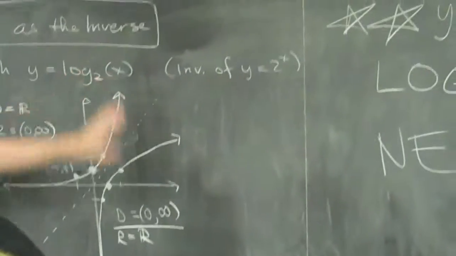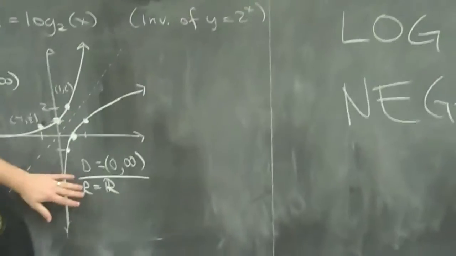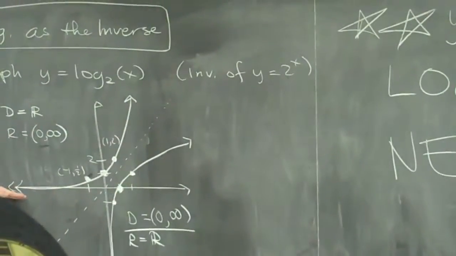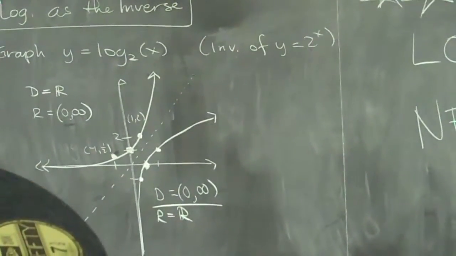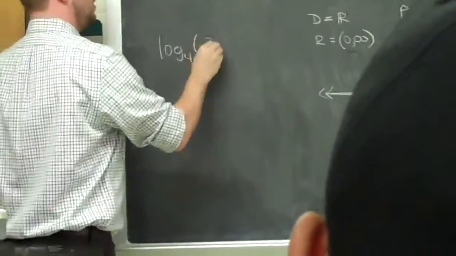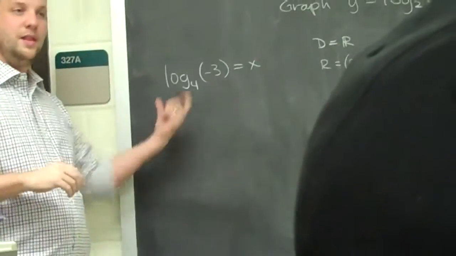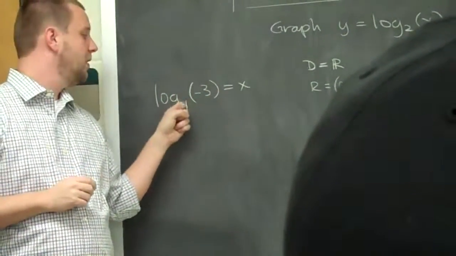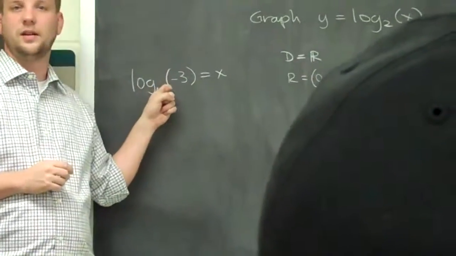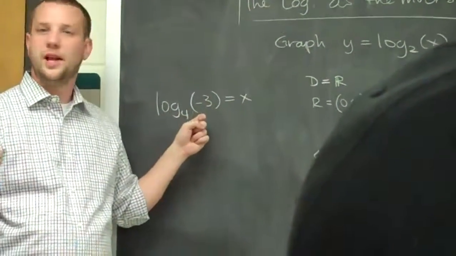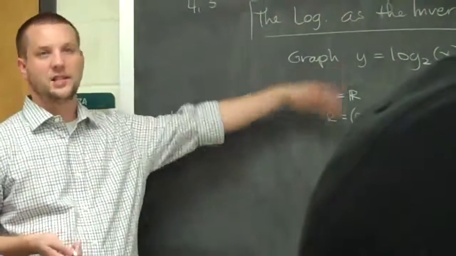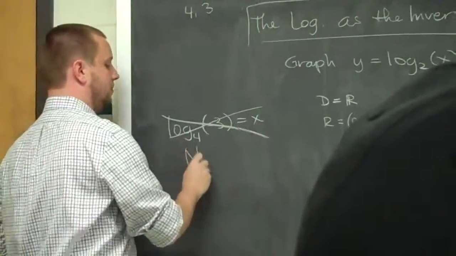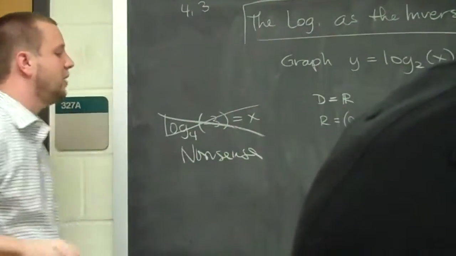Now, why can't I take the log of 0 or the log of a negative number? Because our exponential function never went negative. Our exponential function never got to 0. That's the essence of it. If I said the log base 4 of -3 equals what? This is nonsense, because I'm saying positive 4 to what power gives me -3? It never goes to -3, right? This isn't going to work. 4 to any power is going to be a positive number. It's never going to be -3.